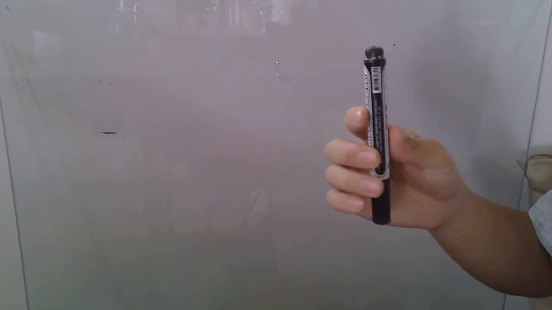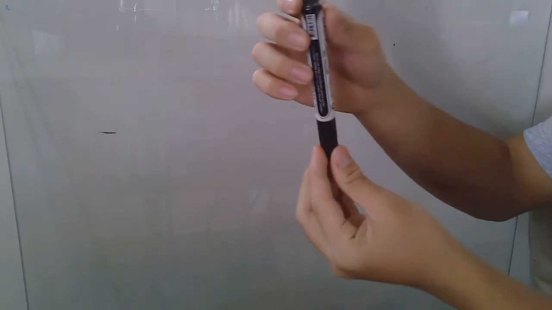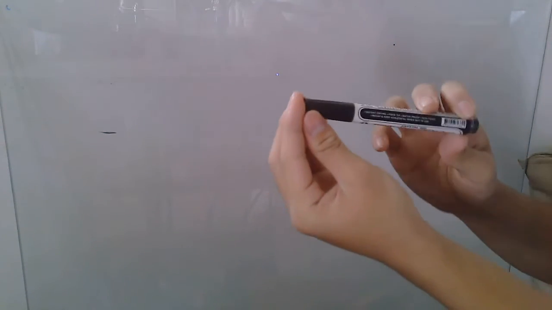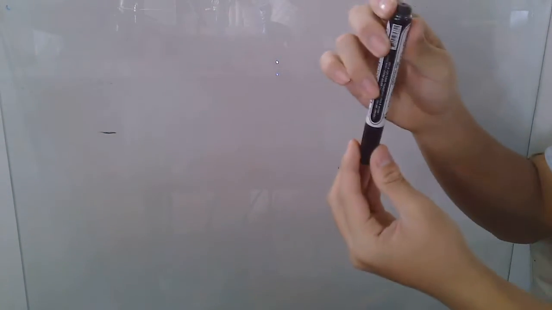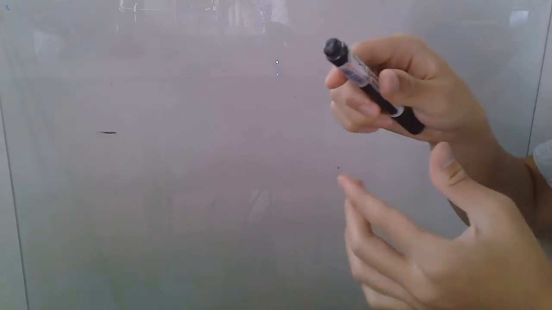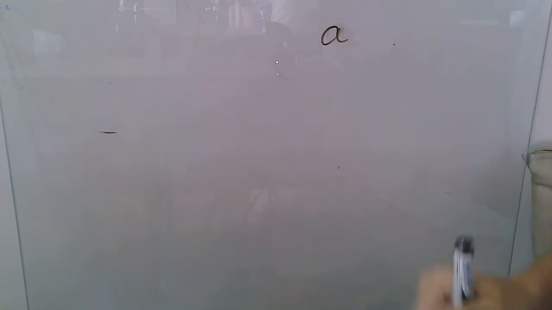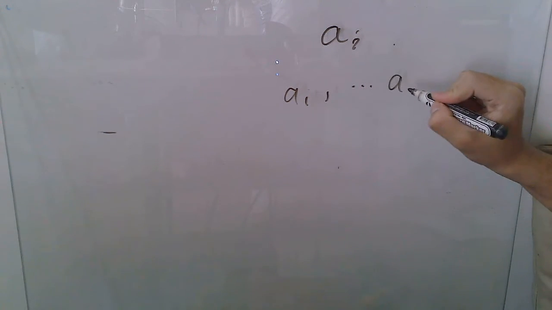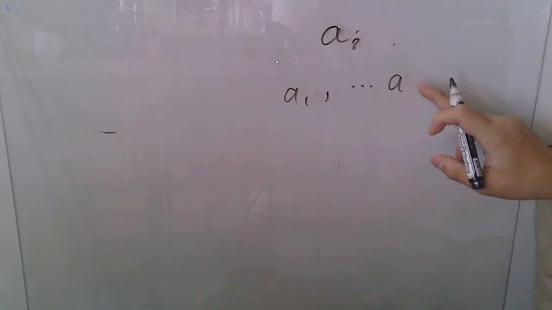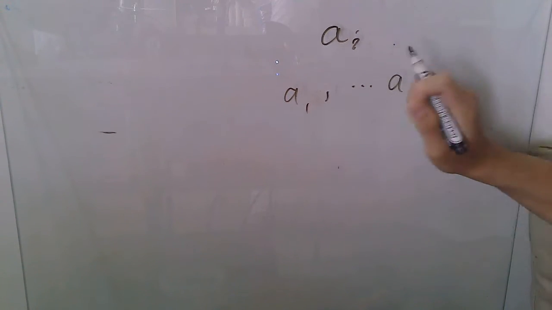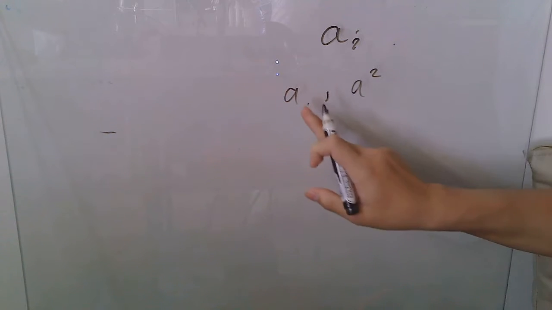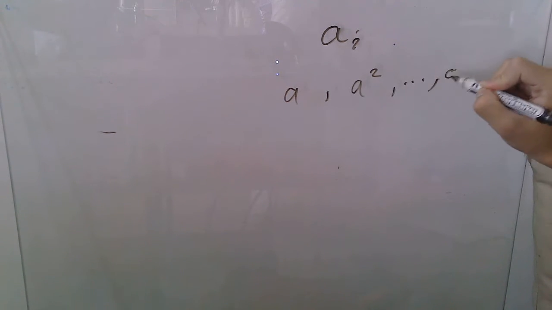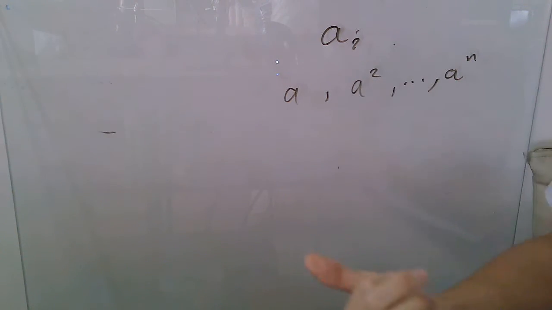A group is basically a collection of actions we can do on an object. Let's say we have this marker over here. If we want to rotate it like this, or rotate it like that, or like this and that, all those actions of rotating it we can denote by the letter A or A sub i: A sub 1, dot, dot, dot, or we can use exponential notation: A, A squared, dot, dot, dot, A to the n, which denote multiple rotations of one.